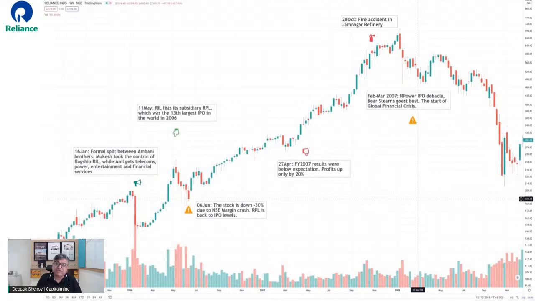There was eventually even a fire in the Jamnagar refinery. That also got glossed over. And it was only in March of 2008, actually the slide heading is wrong, March of 2008, where the R Power IPO happened. R Power was Reliance Power, which was done by Anil Ambani, not Mukesh Ambani. But after that, the market crashed because there was a Bear Stearns crisis and a bunch of other things happened, and momentum was gone.